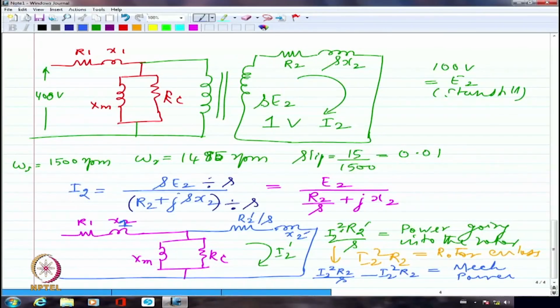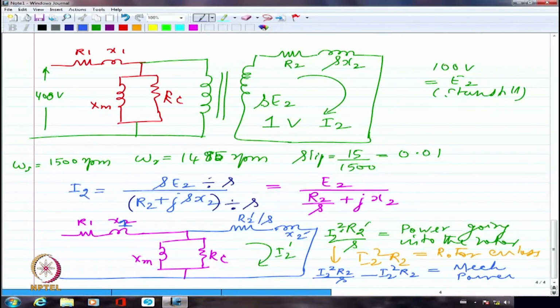I have got this as the total input power to the rotor, out of which I know for sure that something has been dissipated as the rotor copper loss. That is I2 square R2 within the resistance. I know physically the resistance is only R2, but I have represented that by R2 by S. So I know that I am probably supplying more amount of power than what is required by the rotor to dissipate. That more amount of power is the one which goes towards mechanical power conversion. From electrical power, now that is getting converted into mechanical power, which is enabling the motor to rotate.